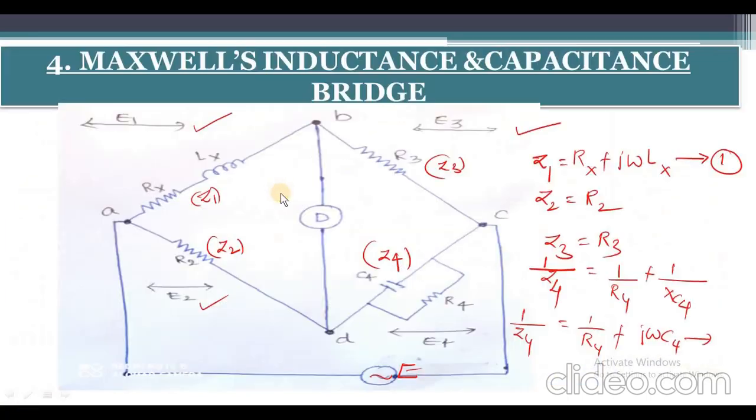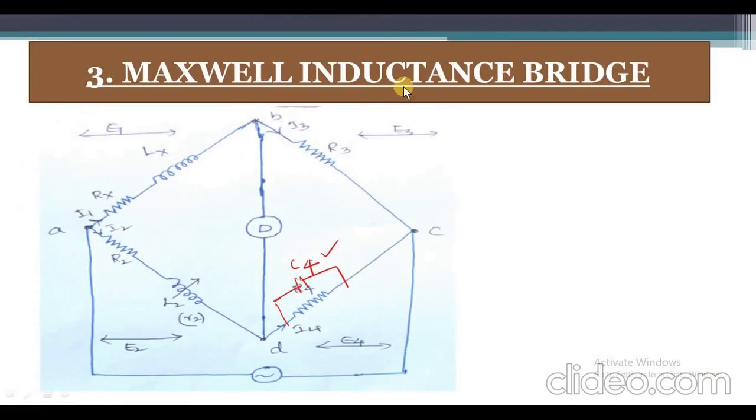If you draw the circuit diagram of Maxwell's bridge, simply if you connect the resistor in series, it is a Hayes bridge. If you connect the capacitance in series with this arm, we can obtain Hayes bridge. If you connect the capacitor parallelly, we can obtain Maxwell inductance and capacitance bridge. That's why if you know the Maxwell inductance bridge circuit diagram, we can obtain the Maxwell inductance and capacitance bridge circuit diagram and Hayes bridge circuit diagram.